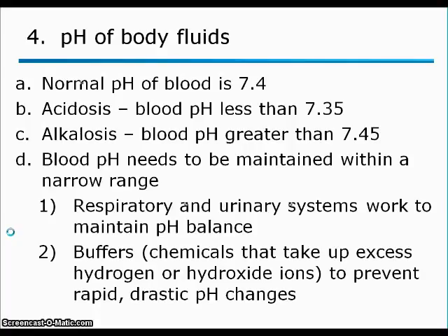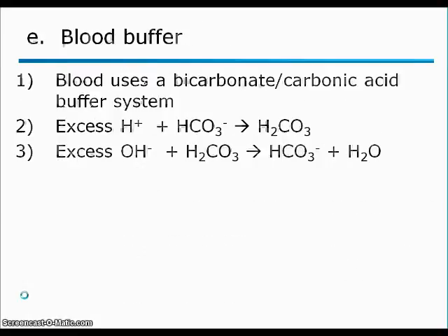And so how does your body do that? It says respiratory and urinary systems work to maintain pH balance. That's true, but really what we're looking for here is buffers. Buffers help us because they can take up extra hydrogen or hydroxide ions to prevent drastic pH changes. So we can use buffers in our body. Well, I don't think, gosh, I need a buffer. Your body does it on its own to be able to assist you in that way.